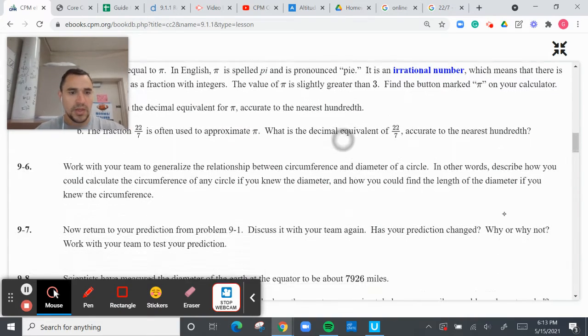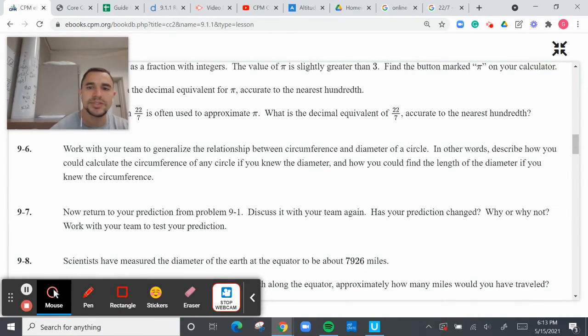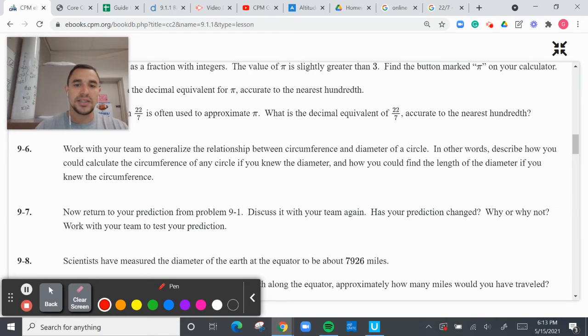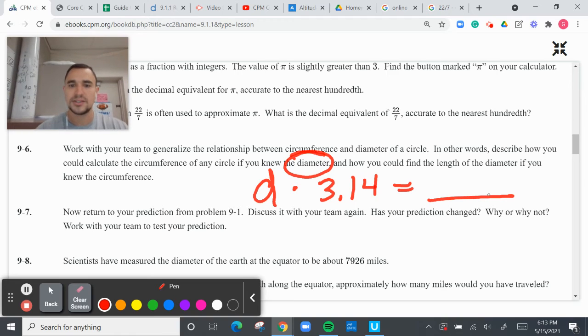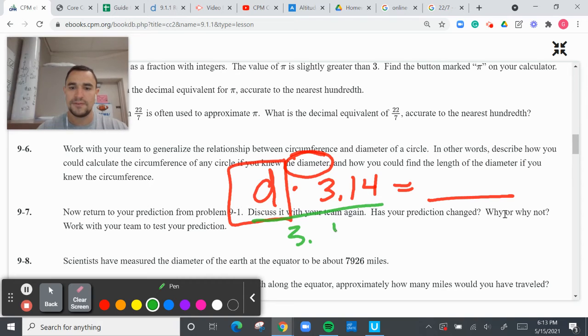So let's keep going. All right, work with your team to generalize the relationship between circumference and diameter of a circle. In other words, describe how you calculate the circumference of any circle if you knew the diameter. So basically, if you knew the diameter, what you would do is diameter times 3.14, and that would give you your answer. How could you find the length of the diameter if you knew the circumference? Well, I would solve, and I would divide by 3.14.